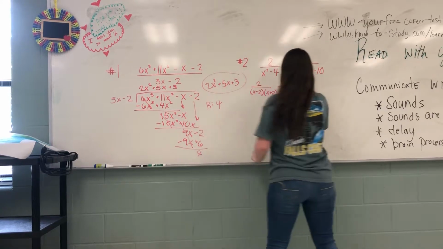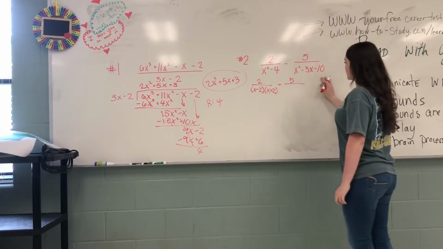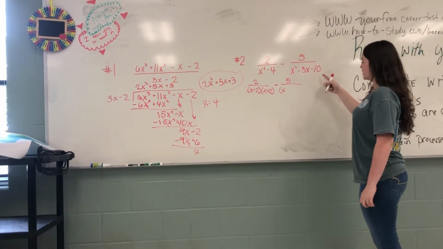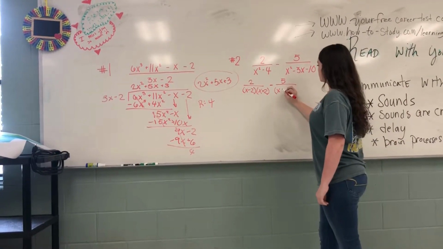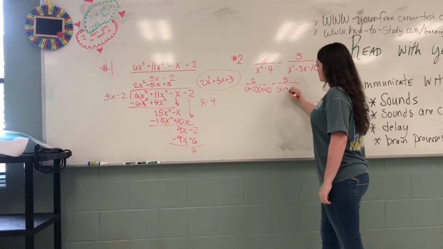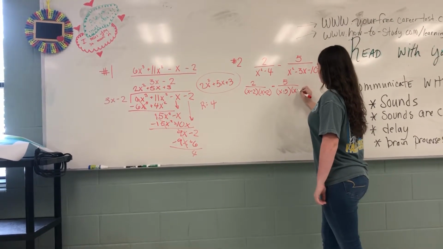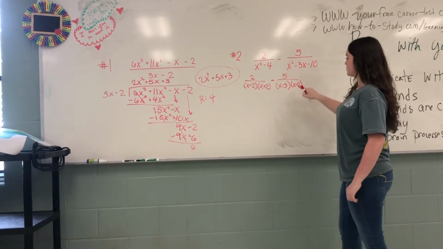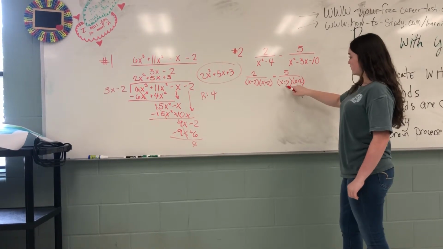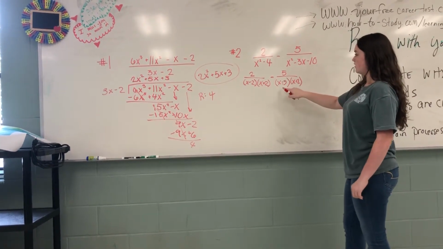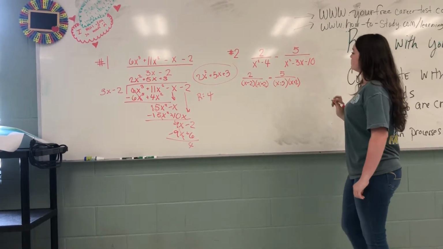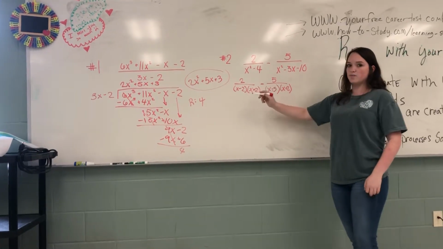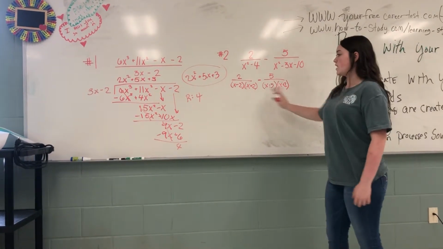And then minus 5 over, and then this factored is x minus 5 times x plus 2, because x times x is x squared, x times 2 is 2x, negative 5x, that equals negative 3x, and negative 5 times 2 is negative 10. So now you look at your two denominators and you see what you need to multiply each side by over itself to get the same denominators.